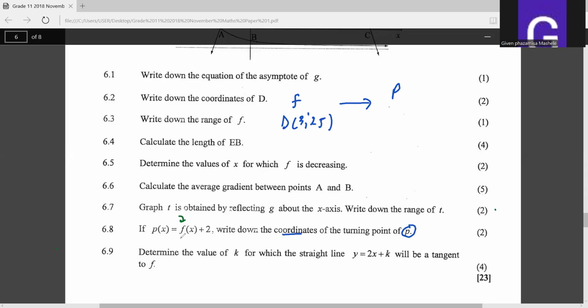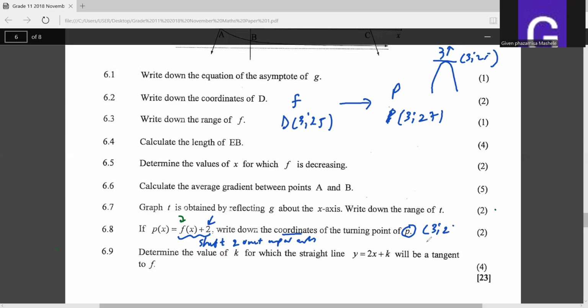Now we want the turning point of P. Let's analyze this. Obviously, this plus 2, because it's outside, the graph will shift 2 units upwards. If the graph is shifting 2 units upwards, and the turning point of F was 3 and 25, it will only change the Y value. So the Y value will move from 25 to 26, 26 to 27. So you have to increase the Y value by 2. So the turning point of P would be 3 and 27. So this is the coordinate of the turning point.